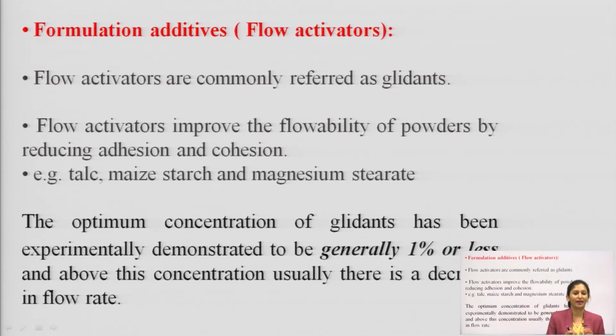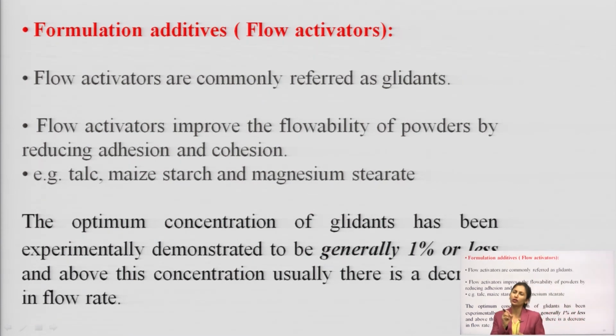When you are playing carom, if your dice is not moving properly, what you do is sprinkle talcum powder. The talcum powder acts as the glidant, so it will improve the flow property. Similarly, in the case of pharmaceutical powder particles, the glidant will improve the flow property of the powder particles. How will they improve the flow property?